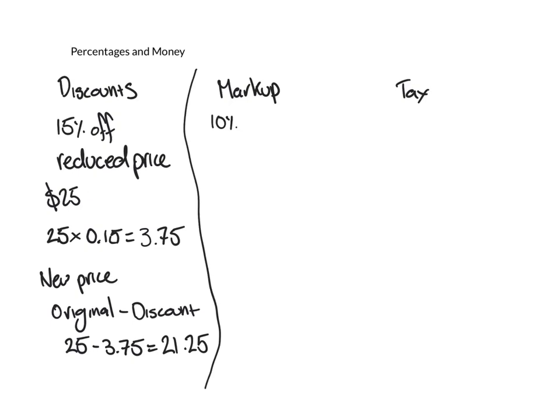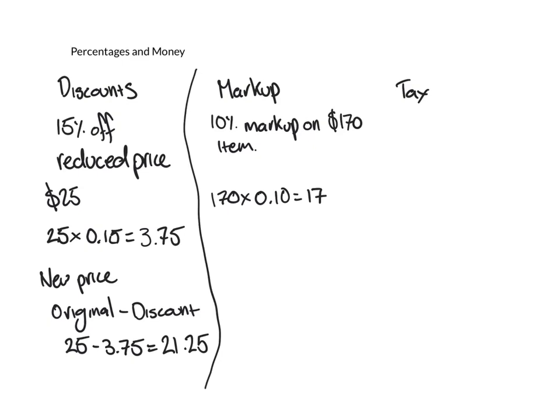So just say, for example, we have a 10% markup on a $170 item. Well, let's find that new price. It's very similar to before. First, we need to find 10% of 170. So we go 170 and we multiply that by the decimal version. So multiplied by 0.1, and we would get $17.